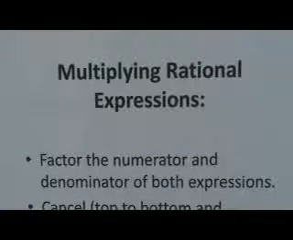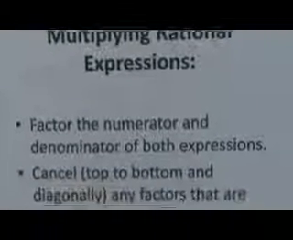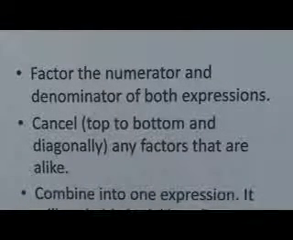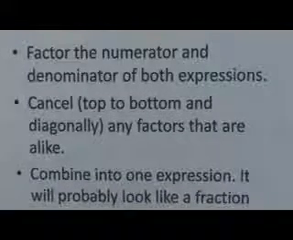Alright, multiplying rational expressions. Now to multiply, we're really going to have to simplify as well. So the first step always in these rational expressions, when you're simplifying, multiplying, dividing, factor, factor, factor. Factor the numerator, remember that's the top, and factor the denominator of both expressions. Okay, and then we're going to cancel again, just like we did with the simplifying. Cancel top to bottom, and this time we can cancel diagonally any factors that are alike.